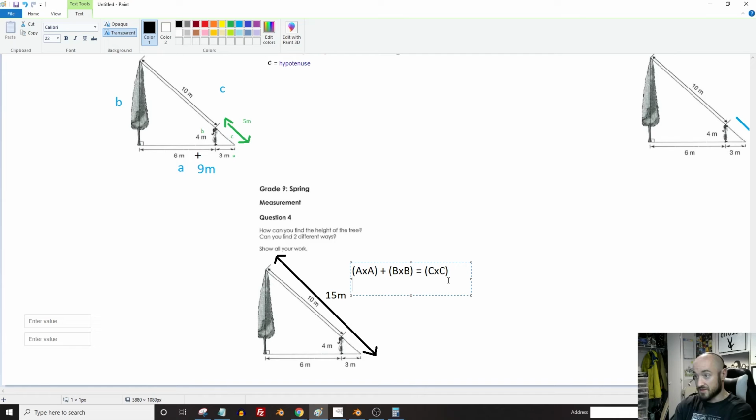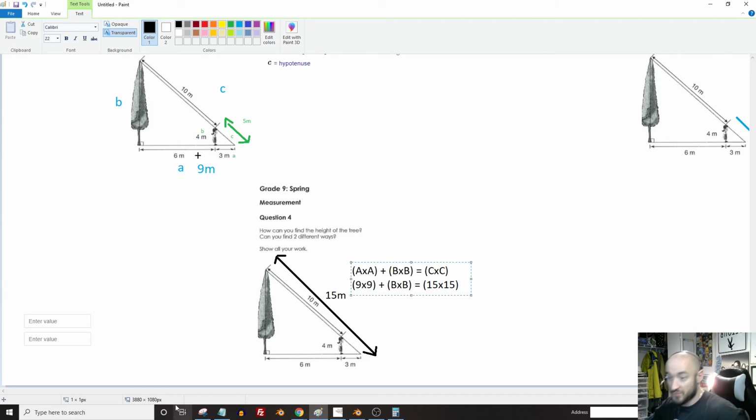And we can plug in the numbers we have. For a, we know that it's 3 meters plus, actually we already did that work, it's 9 meters there, 9 meters up here, so now it's 9 times 9 plus the unknown b times the unknown b will give us c times c, which we calculated before. It's 15 meters, so we go 15 times 15.